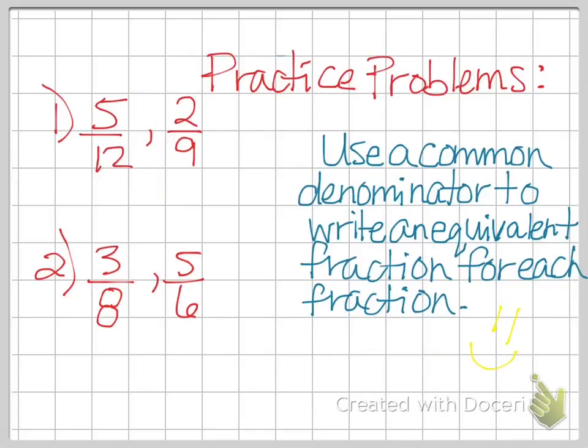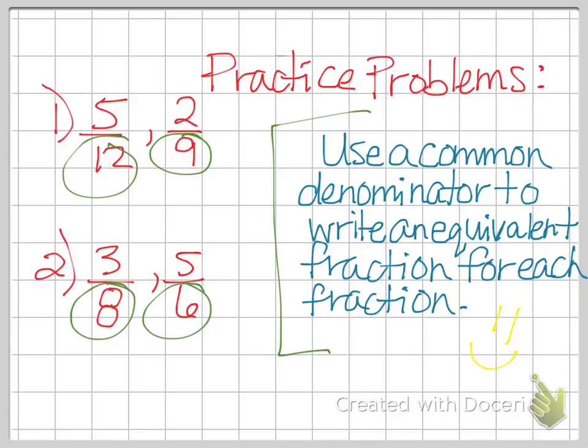Here are your practice problems. 5/12, 2/9 for number 1. For number 2, 3/8, 5/6. The directions say to please use a common denominator to write an equivalent fraction for each fraction. So you need to make sure you find the multiples of 12 and 9. You have to list them. And here, 8 and 6. Thank you so much and have a great day.